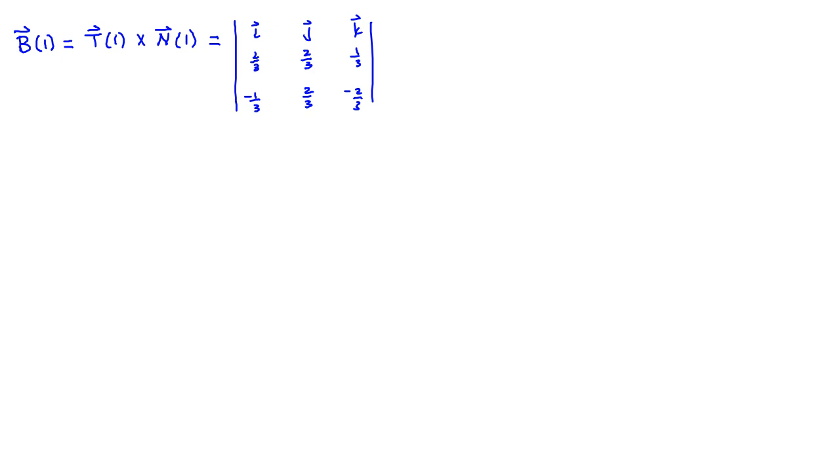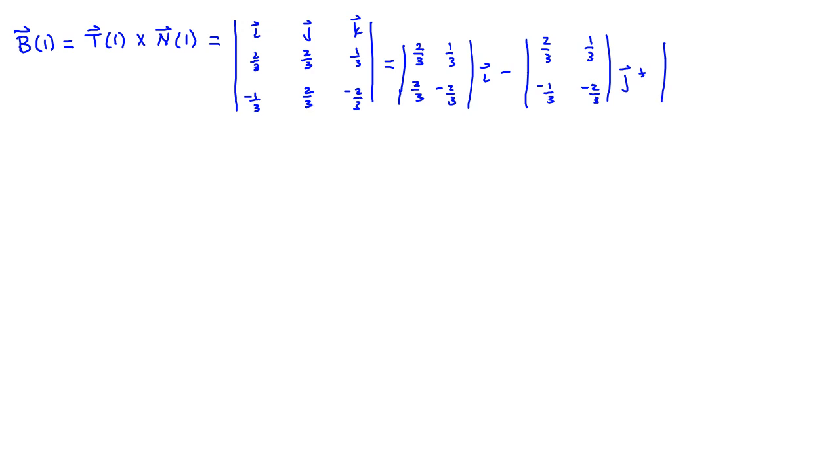And so my cross product will look like this. My I will use the 2/3, the 1/3, the 2/3, and the -2/3 on the I. The J will use the 2/3, the 1/3, the -1/3, and the -2/3. And the K will use the 2/3, the 2/3, the -1/3, and the 2/3. And that's a lot of fractions, so I'm hoping I'm not going to mess these up.